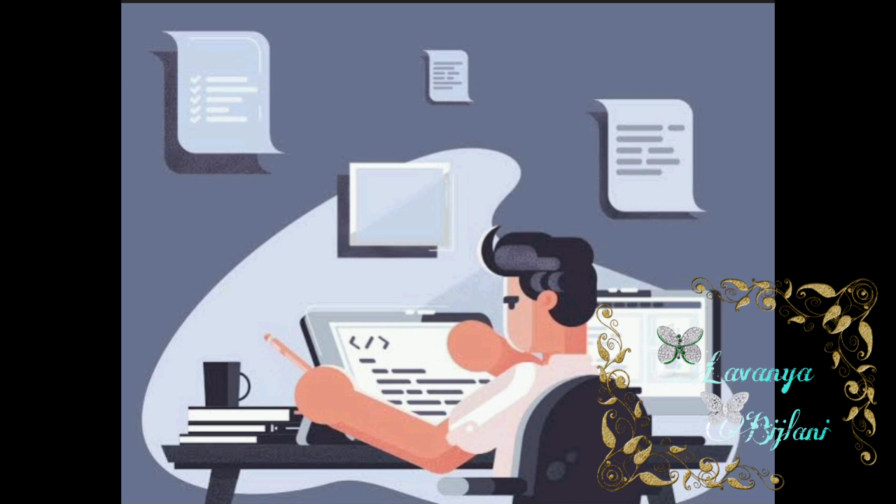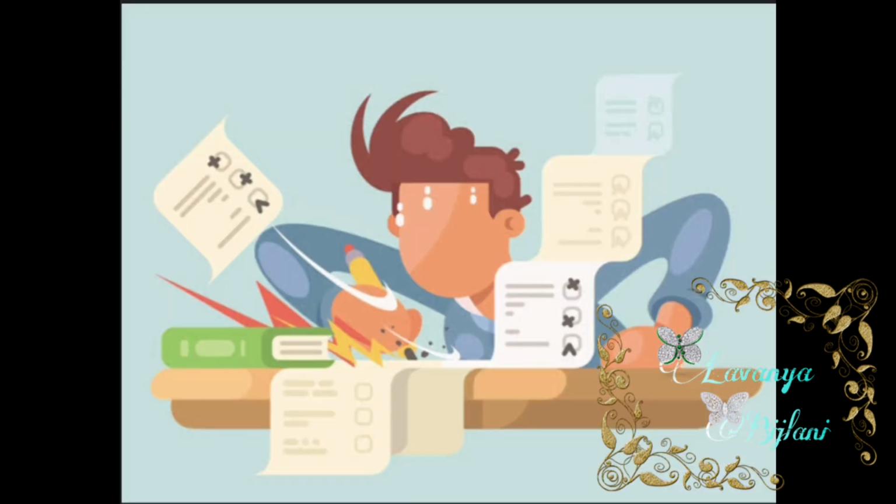Next, identify the incorrect statement. The incorrect statement is here: the taproot system is usually found in monocots. Next, in a comparative study of acacia and euphorbia, it is found that different structures perform photosynthesis. Which of the following structures helps in performing photosynthesis in acacia and euphorbia respectively? Answer: petiole modification and stem modification.